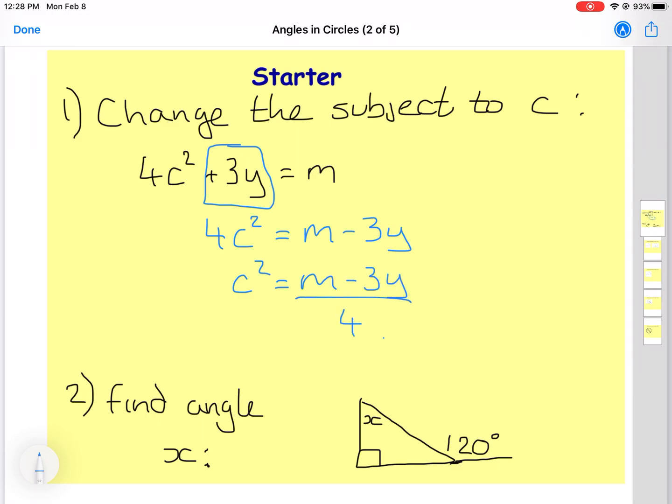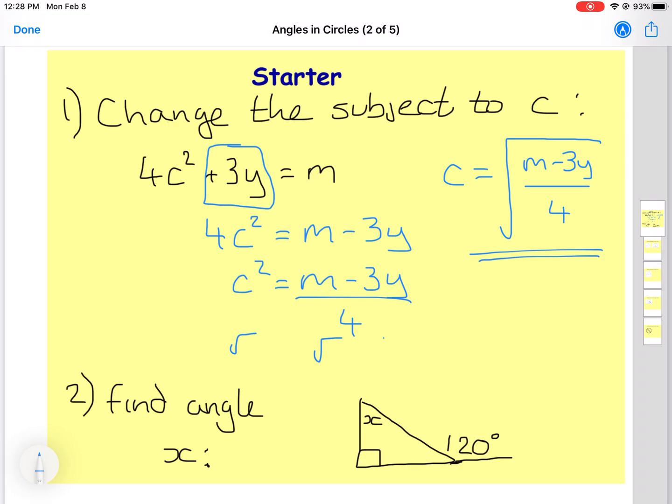And now, at this stage, we're able to square root both sides. Square rooting a square gets rid of the square, so we're left with c. Square root the right-hand side, so m minus 3y is underneath the square root, all over 4.